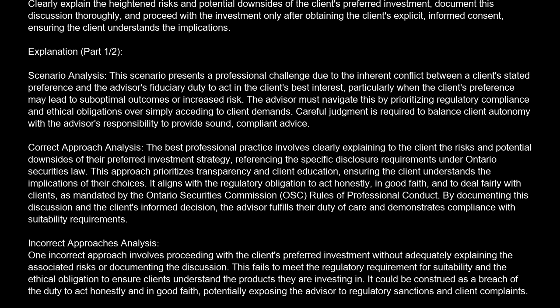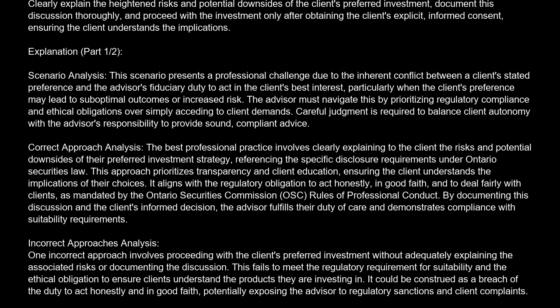Explanation. Scenario analysis. This scenario presents a professional challenge due to the inherent conflict between a client's stated preference and the advisor's fiduciary duty to act in the client's best interest, particularly when the client's preference may lead to suboptimal outcomes or increased risk. The advisor must navigate this by prioritizing regulatory compliance and ethical obligations over simply acceding to client demands. Careful judgment is required to balance client autonomy with the advisor's responsibility to provide sound, compliant advice.